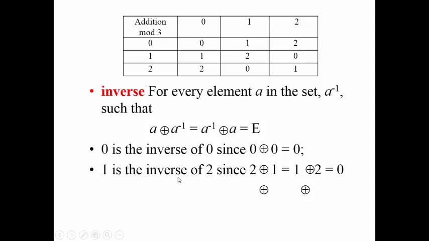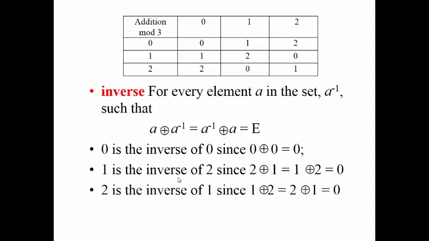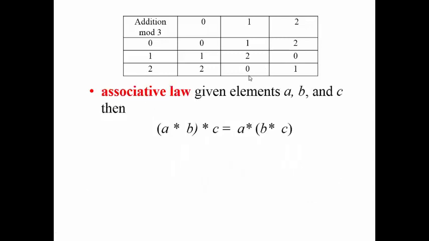Now you tell me what the inverse of 1 is. Well, I think you got it right. 2 is the inverse of 1, since 1 operation 2 is equal to the identity, and 2 operation 1 is also equal to the identity. So you have the inverse of each of the elements exhibited.